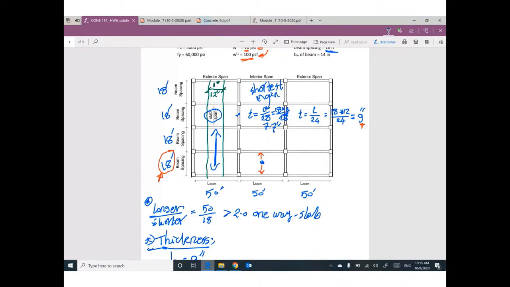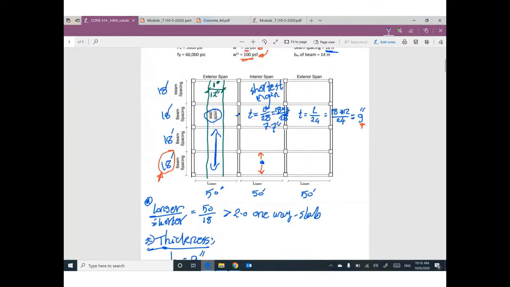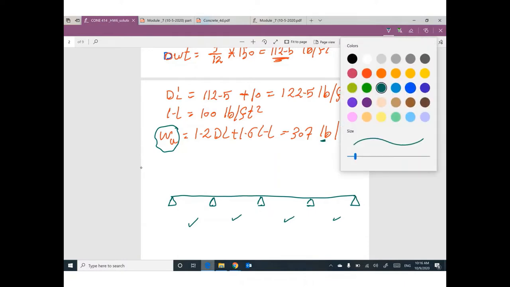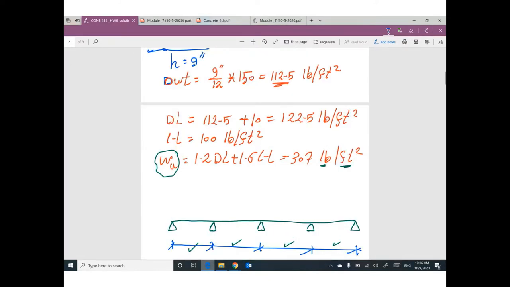For a one way slab, after you figure out the ultimate load in pound per square feet, we need to take one strip with unit width in the shortest direction, or the main direction, of the one way slab. This strip has 1, 2, 3, 4 spans. So we have the strip supported here, here, here, here, and here. 1, 2, 3, 4 spans. And the distance between each support is 18 feet.